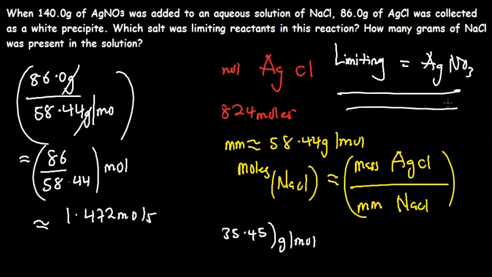Next thing we need to do is to find the amount of sodium chloride present in the solution. From the stoichiometry, the molar ratio of silver nitrate to sodium chloride is 2:2, which simplifies to 1:1. So the moles of sodium chloride present in the solution are equal to the moles of silver nitrate, which is approximately 0.824 moles. The last thing we need to do is to finally calculate the mass of sodium chloride. And how can we do that?